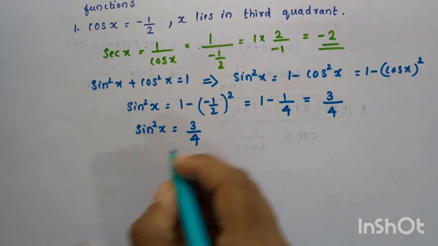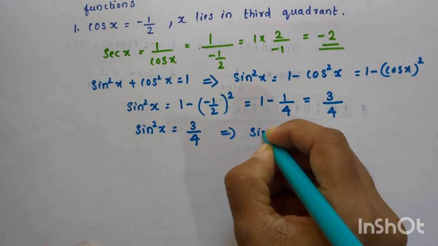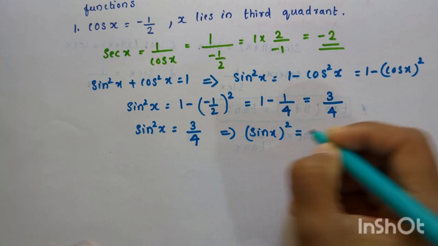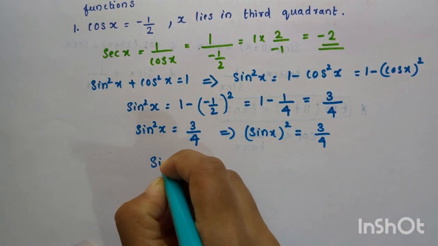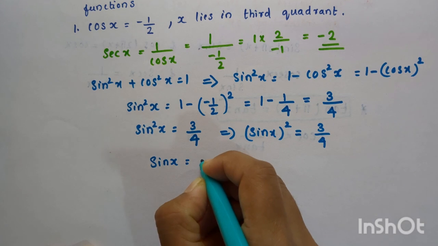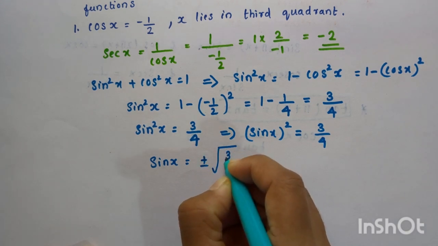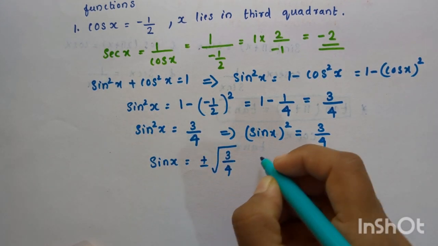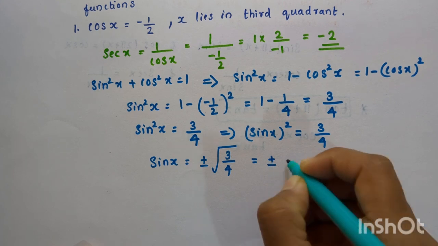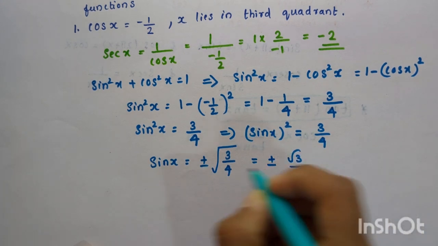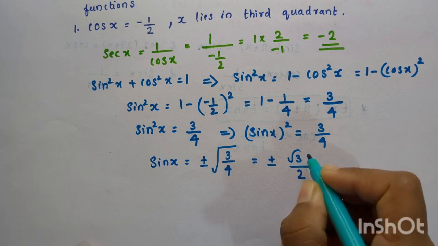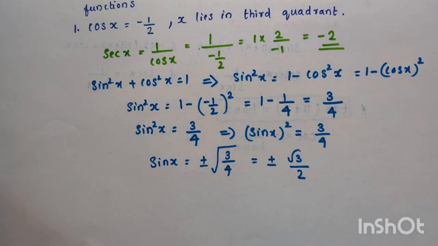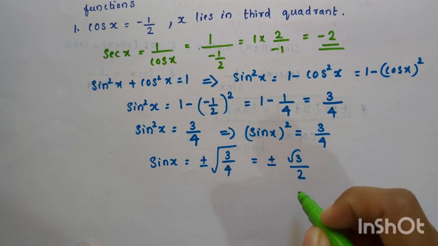Sin²x means (sin x) all squared, so (sin x)² = 3/4. So what about the value of sin x? Sin x will be equal to plus or minus the square root of 3/4. This is plus or minus root 3 divided by the square root of 4, which is 2. So sin x = ± √3/2. Now, is it plus root 3 by 2 or minus root 3 by 2?